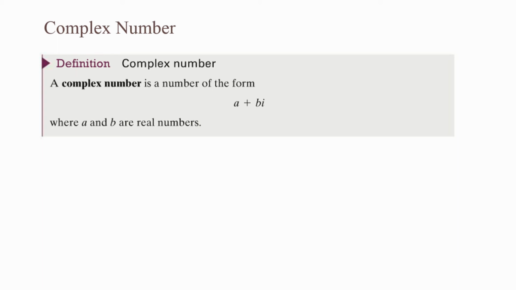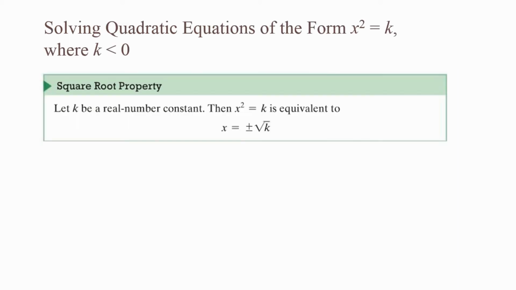Complex number. A complex number is a number of the form a plus bi, where a and b are real numbers. Solving quadratic equations of the form x squared equals k, where k is less than 0. The square root property: let k be a real number constant, then x squared equals k is equivalent to x equals plus or minus the square root of k.